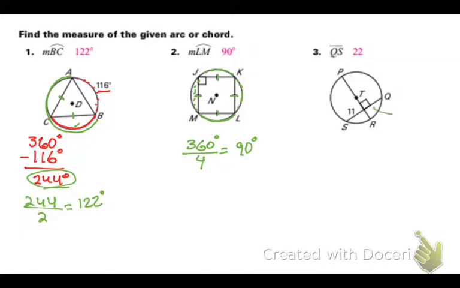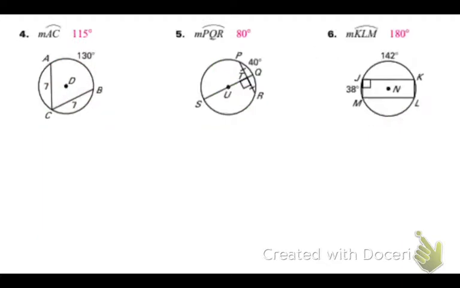So here in number 3 is a good example of a chord. We're given that that chord is perpendicular to a diameter, so we know that this side is going to be equal to this side. That diameter is going to bisect that chord. And so this side is going to be 11 because this side is 11. 11 plus 11 equals 22. Those are pretty easy if you remember those rules.